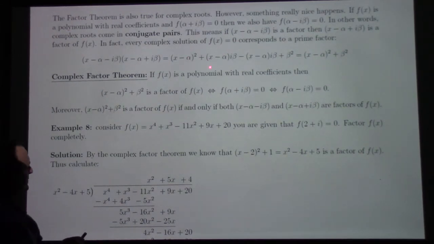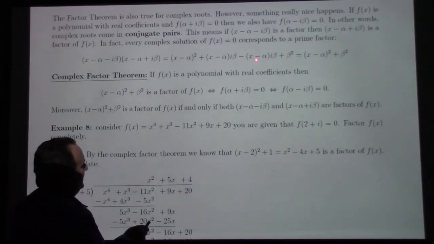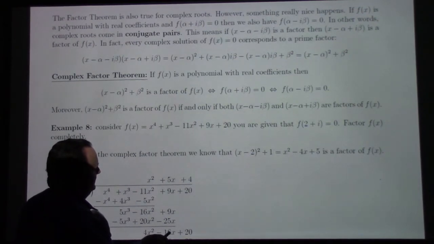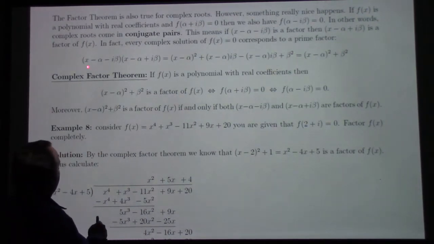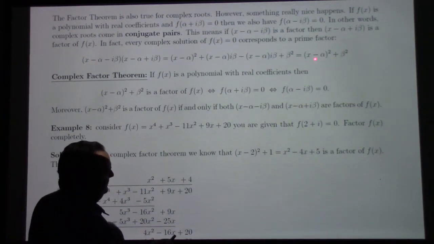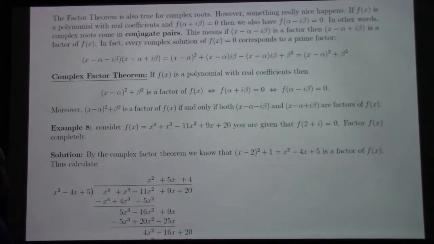You get x minus alpha squared, plus this x minus alpha i beta, minus this x minus alpha i beta. So these guys cancel, and you're just left with x minus alpha squared plus beta squared. In other words, there is a one-to-one link between complex factors, which come in conjugate pairs, and prime polynomials of this form, all right? So the complex factor theorem is simply this: x minus alpha squared plus beta squared is a factor of f of x if and only if f of alpha plus i beta is 0, which is also paired with f of alpha minus i beta being 0.